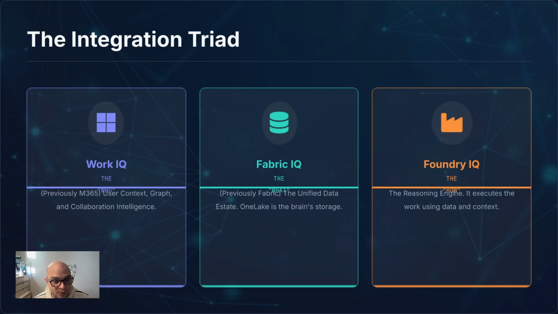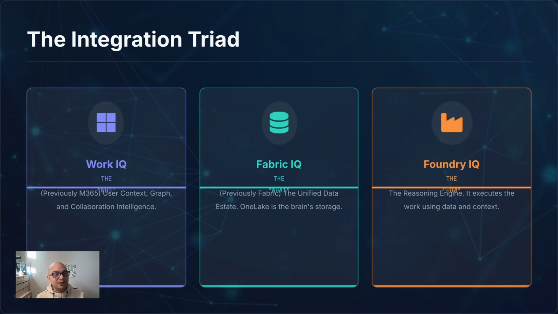The Triad architecture. This brings us to the Triad. At Ignite 25, Microsoft formalized this into three specific brains. Work IQ, the who. This used to be the M365 graph. It tells the agent who the user is, who their manager is, and what emails they have access to. It is the productivity brain.